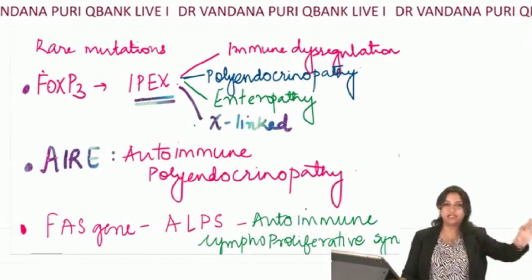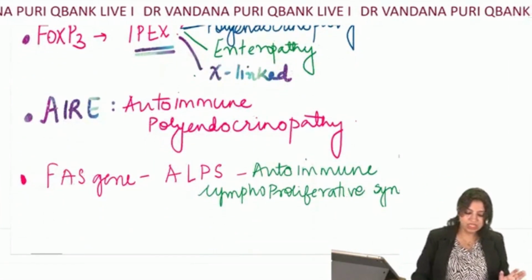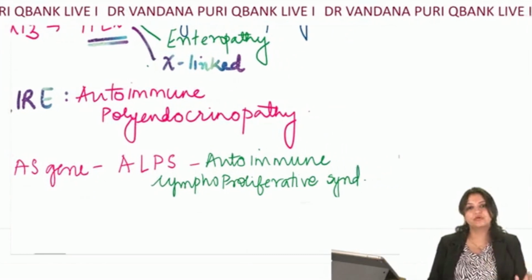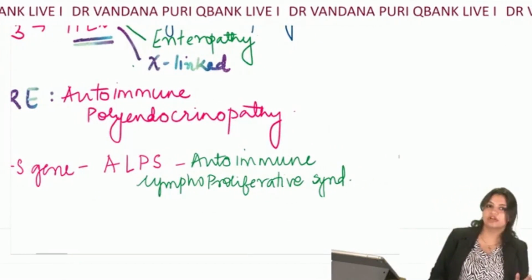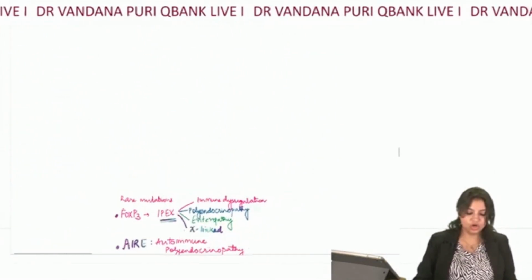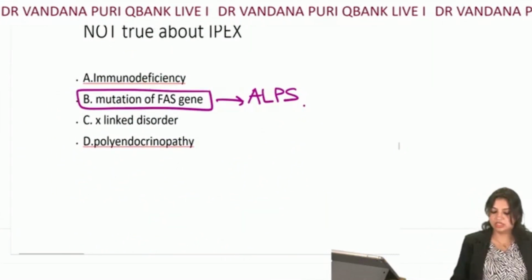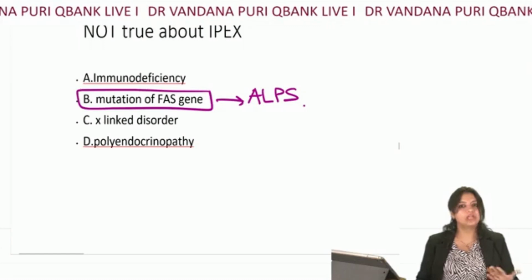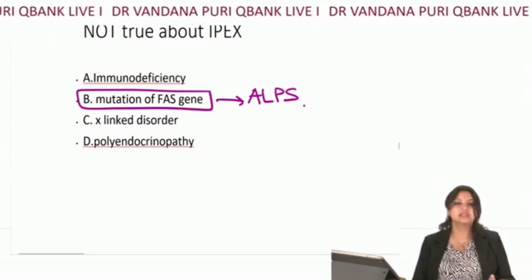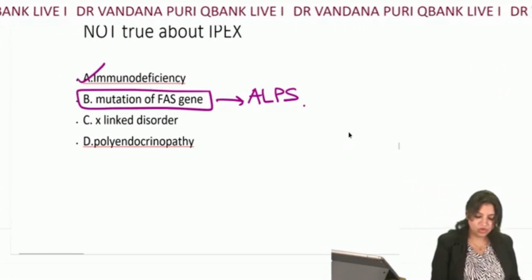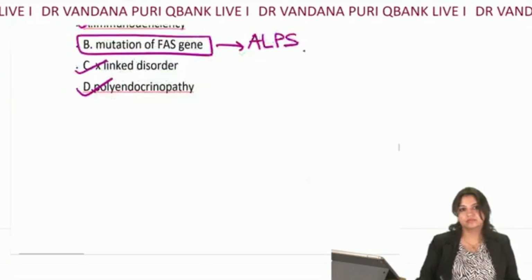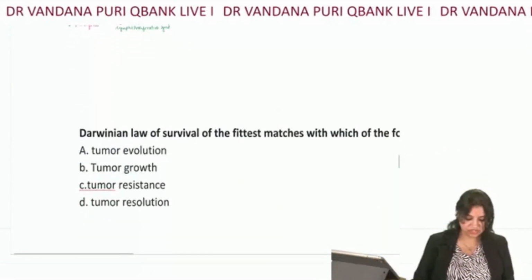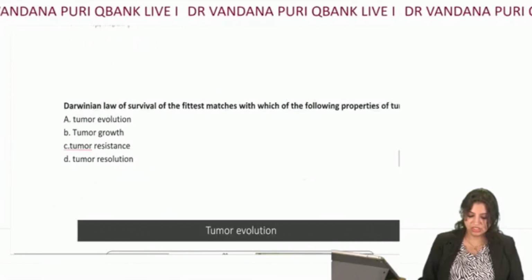Whereas AIRE, we have already talked, causes autoimmune polyendocrinopathy. The FAS gene causes autoimmune lymphoproliferative syndrome. So see here, the options that were given to you were: it is immunodeficiency, yes, I for immunodeficiency, P for polyendocrinopathy, E for enteropathy, and it is an X-linked disorder. So all are correct. Clear? Okay, let's quickly go to the next question.